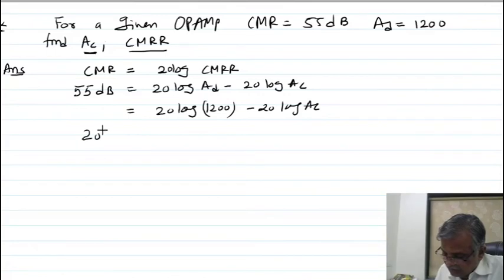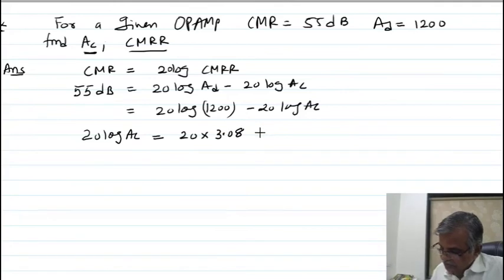So 20 log AC is equal to 20 into 3.08 minus 55. So I can write 61.6 minus 55.